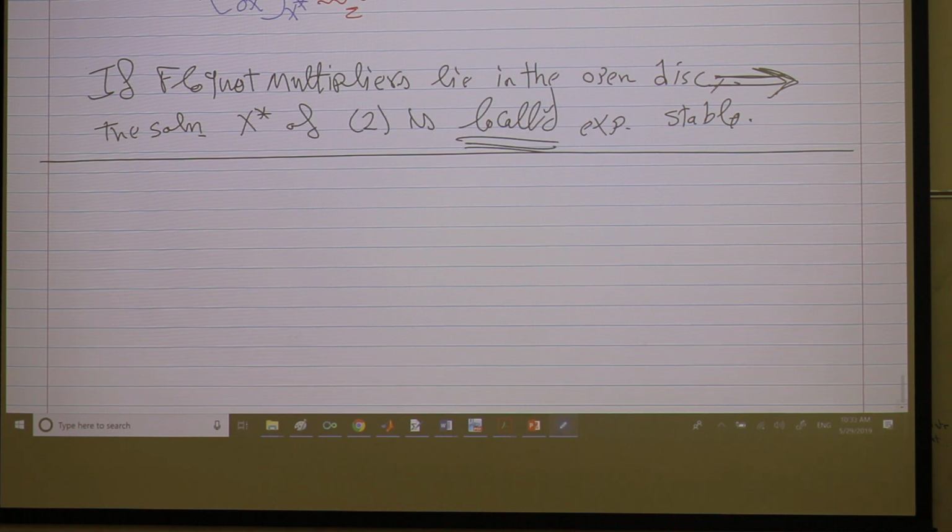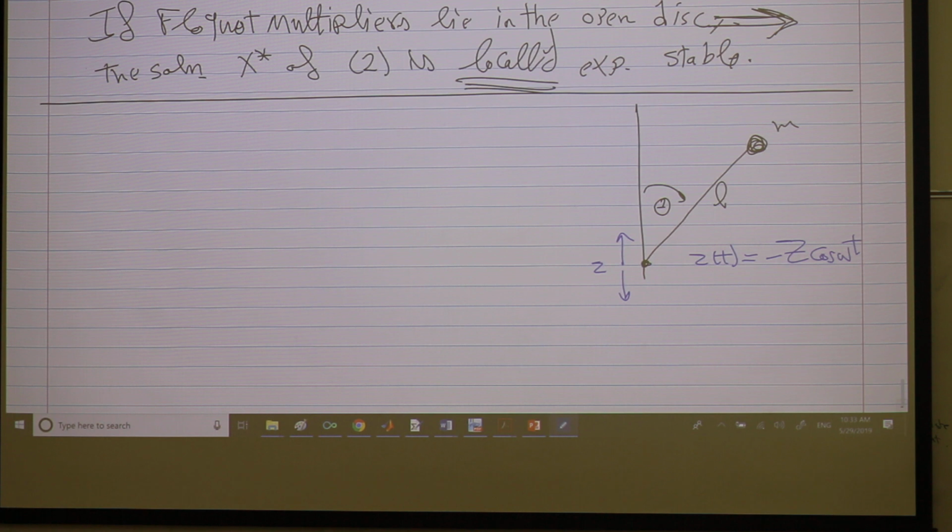I can give you a quick example. So this is the inverted pendulum that we started with, the video in the beginning of the lecture. So this is mass, theta, L, and we have oscillation here up and down, Z of t. So Z of t, say it's something cosine omega t, and let's have it negative, doesn't matter.